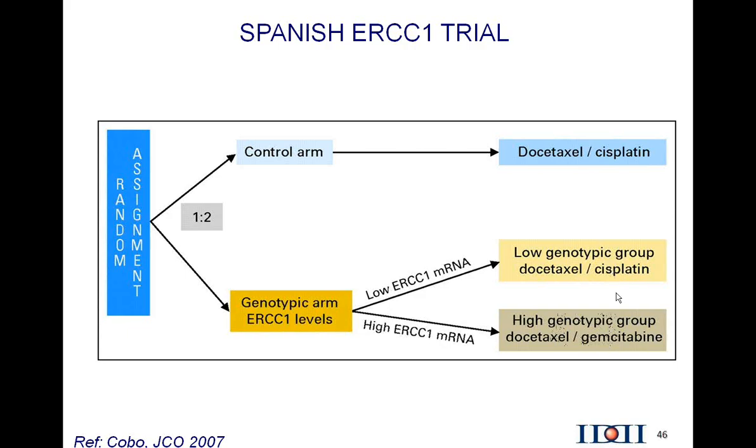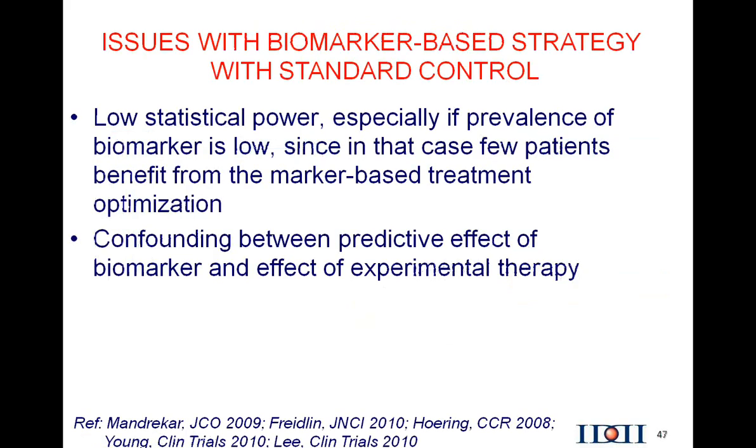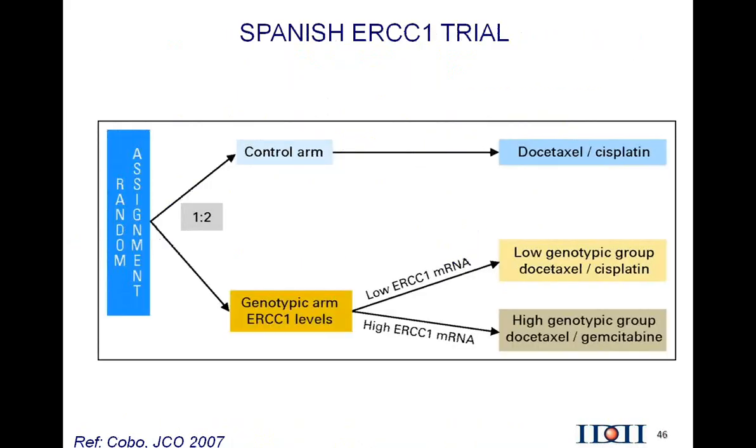So cisplatin was replaced by gemcitabine in these patients. Now, the problem with this design, and it's a very obvious problem, is that if, in fact, the effect of experimental treatment applies to all patients, regardless of the biomarker, then you will not see this in this design, because some of the patients in the biomarker strategy design, at least, will receive the better treatment, and you have no similar treatment here in the patients randomized to control.